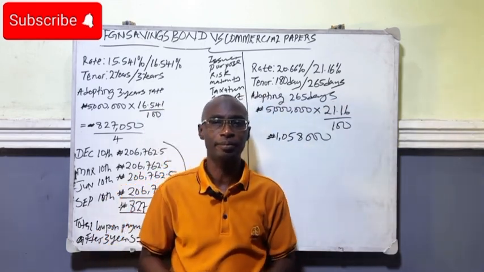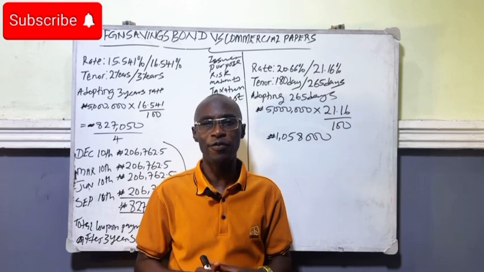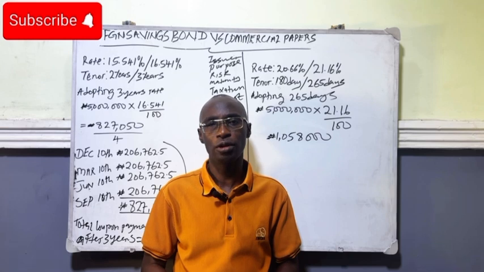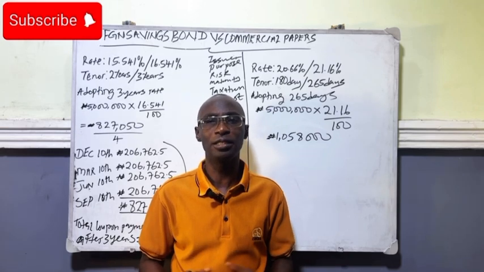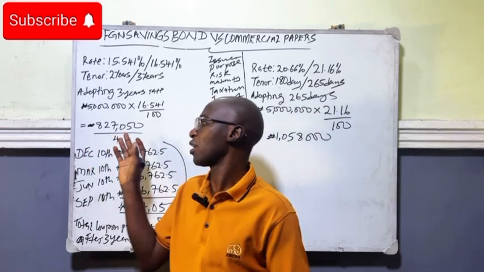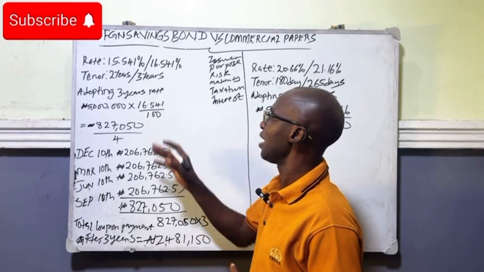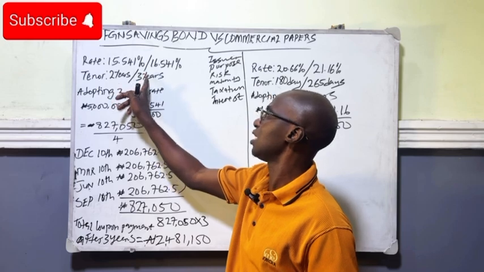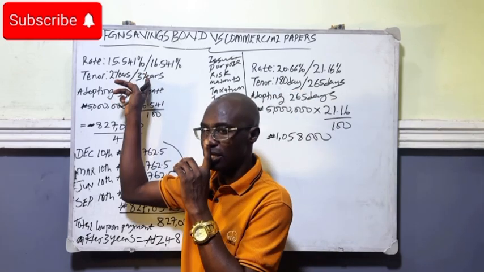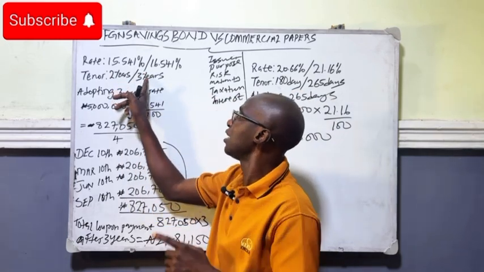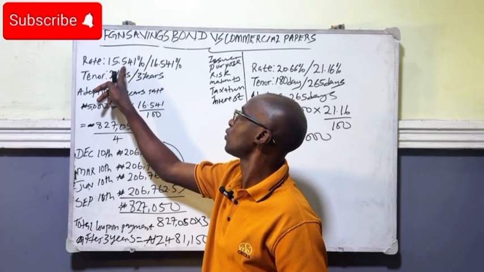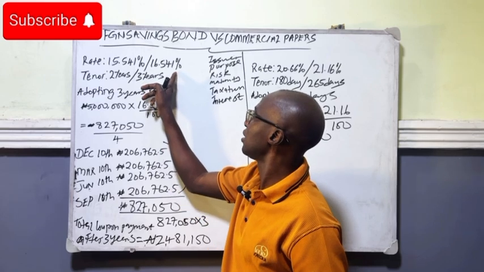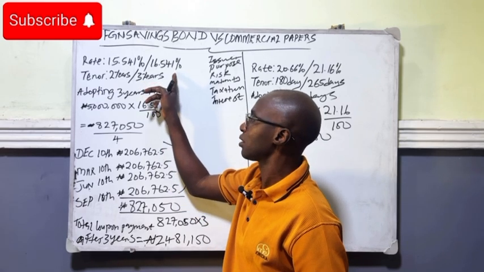a commercial paper. Every first week of every month, FGN savings bond usually opens for investment to the general public. And of course, for the month of September, the FGN savings bond covers 2 years tenure and 3 years tenure. The coupon interest, which is usually paid on a quarterly basis, for the 2 years tenure is 15.541, and 3 years tenure is 16.541.